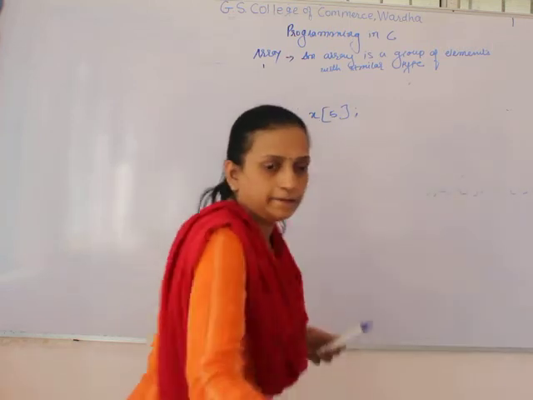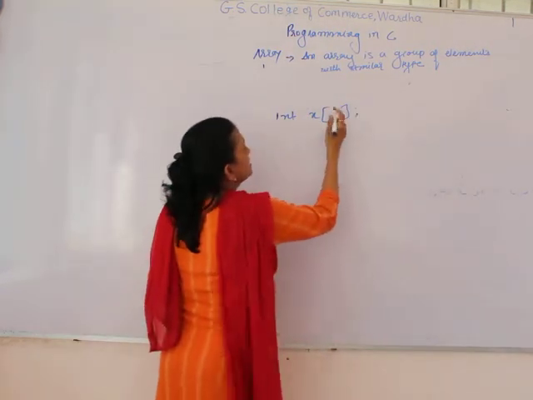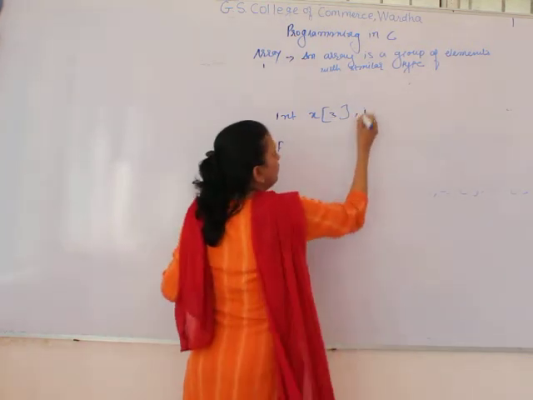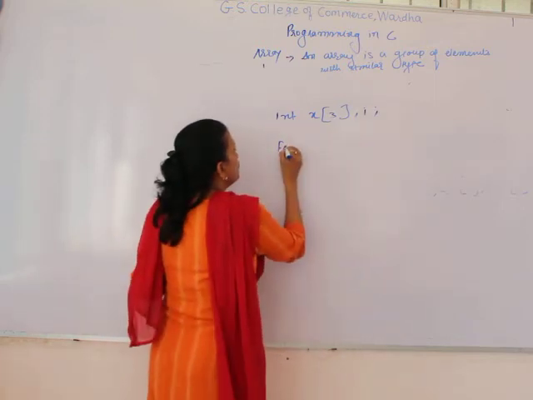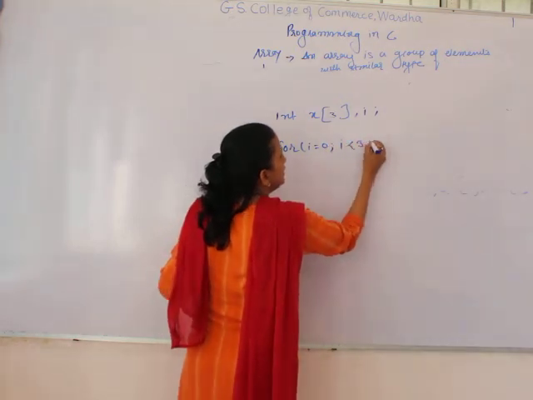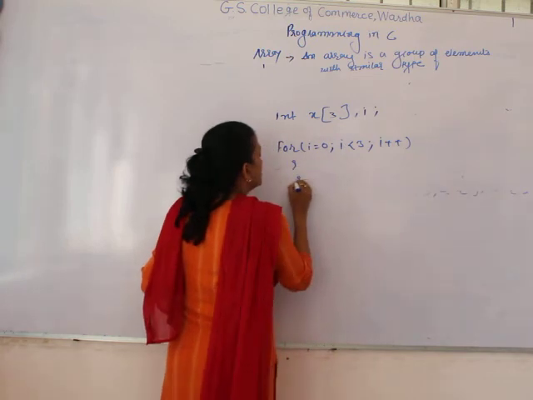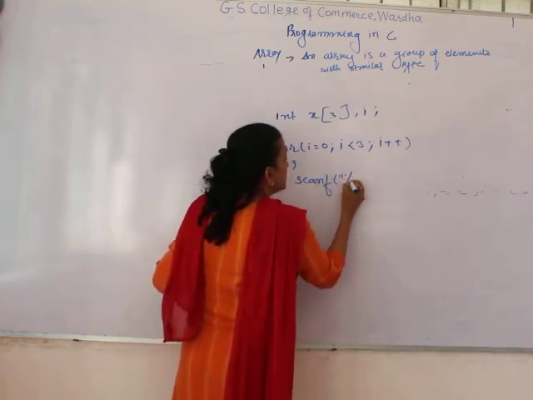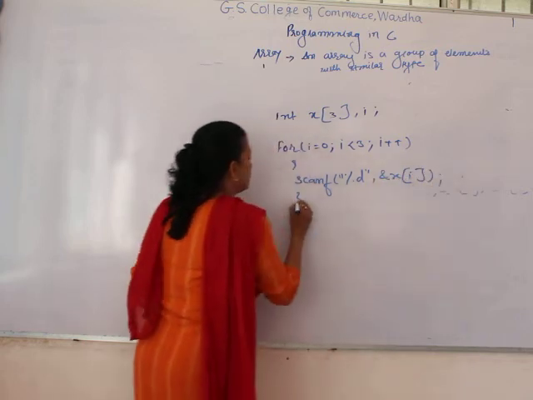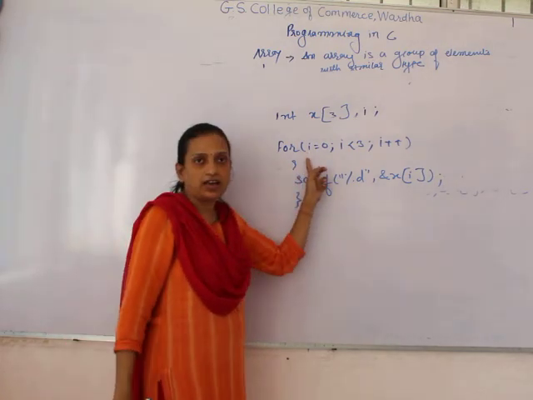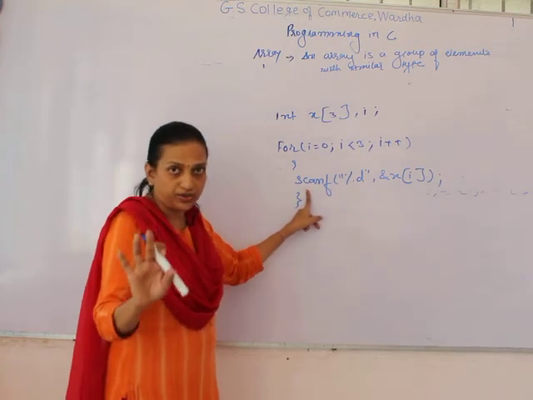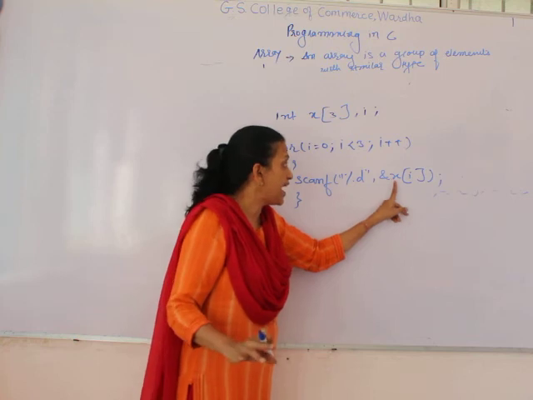Suppose the value of x is 3, so you have to declare one variable for the loop, that is i. So for i is equal to 0, i less than 3, i plus plus, and the scanf statement will execute exactly 3 times, every time for each element. Suppose the value of i is 0. Now scanf is used to read the value, so here it reads the value for x0.